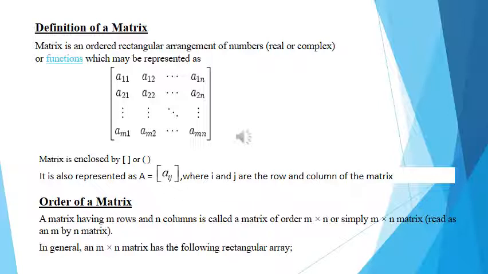And now, what is the order of a matrix? A matrix having m rows and n columns is called a matrix of order m by n. It will be written as m cross n, but we have to read it as m by n matrix. Simply it is m by n matrix. In general, an m by n matrix has the following rectangular array.